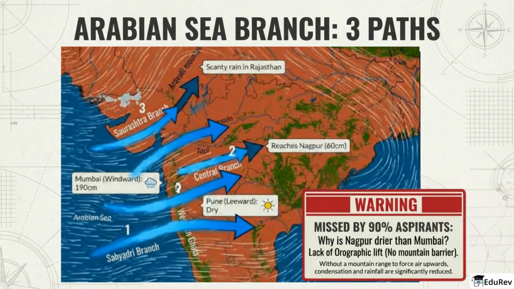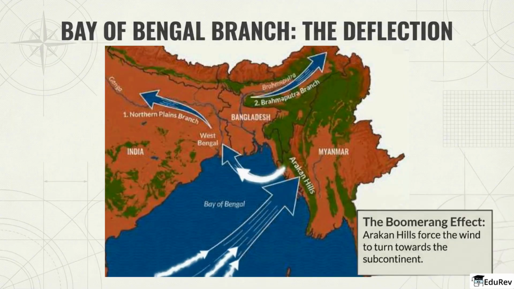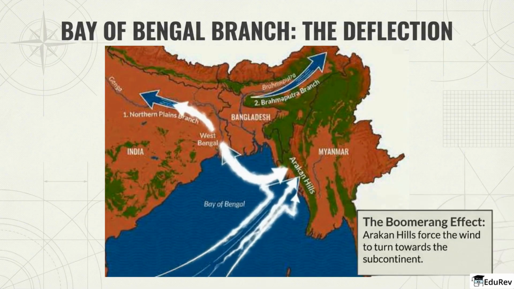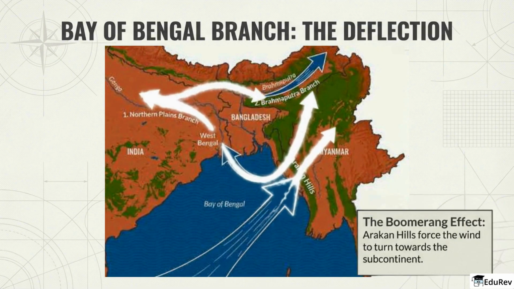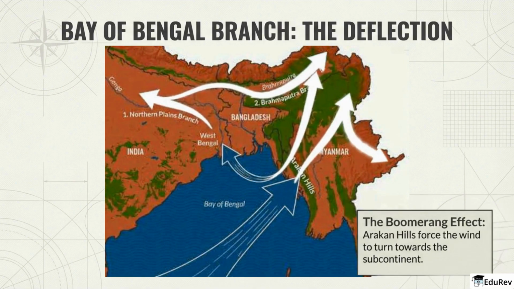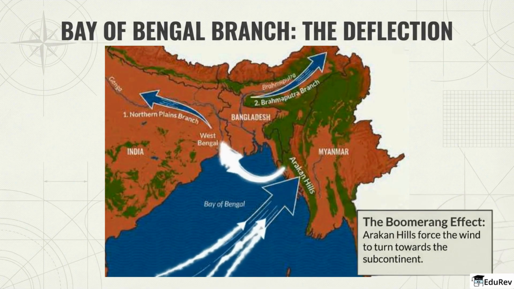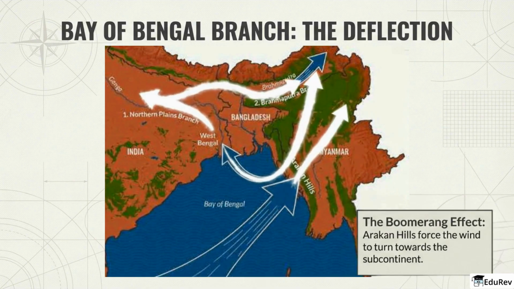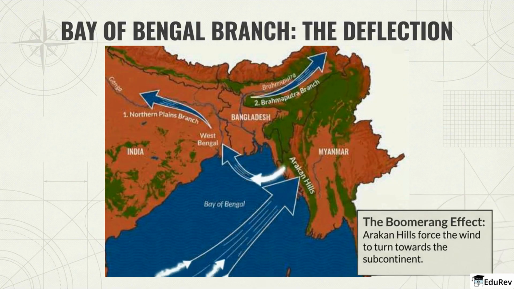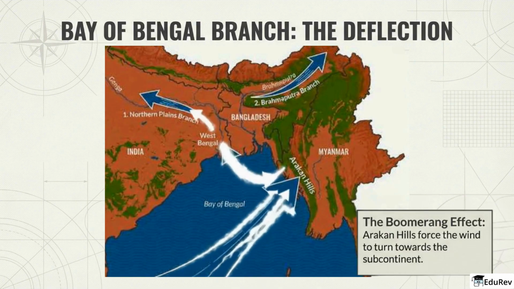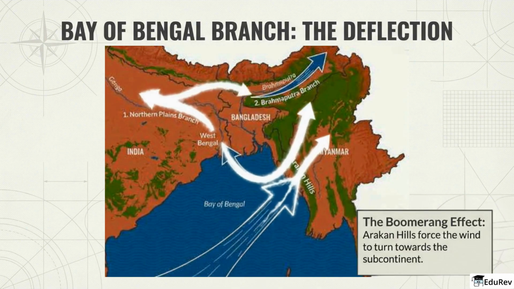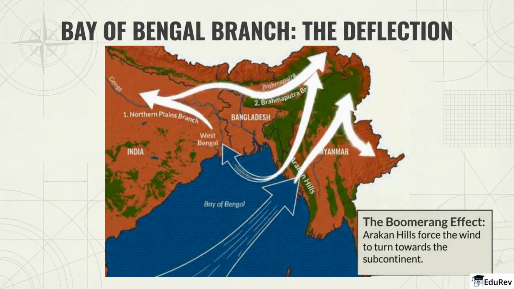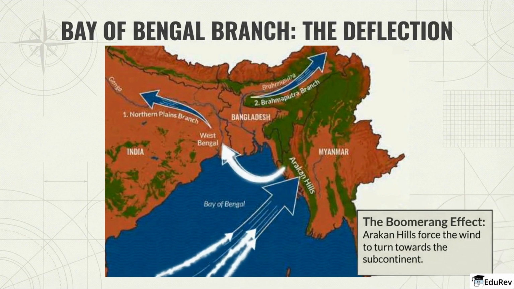Now let's track the Bay of Bengal branch. The Bay branch moves northeast first, but it does not continue straight. The Arakan Hills force it to deflect. This is sometimes described as the boomerang effect. One arm moves along the Brahmaputra Valley, another flows westward along the Ganga plains. This deflection explains why North India receives substantial rainfall from this branch.